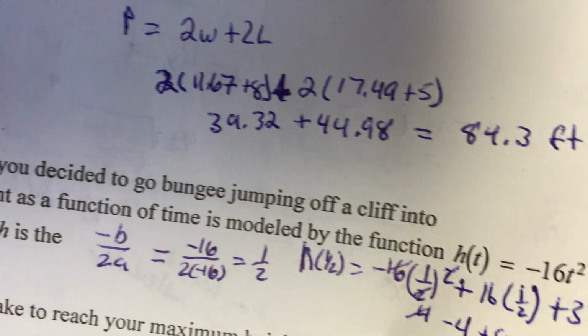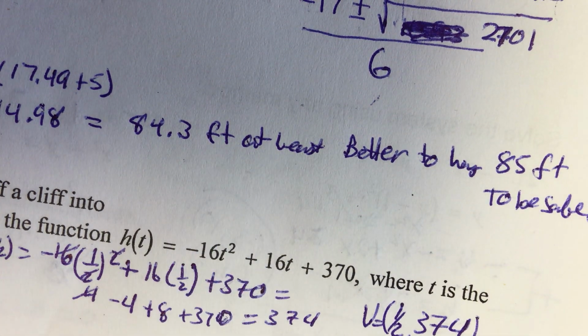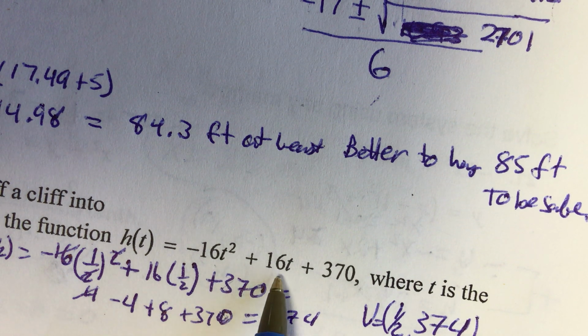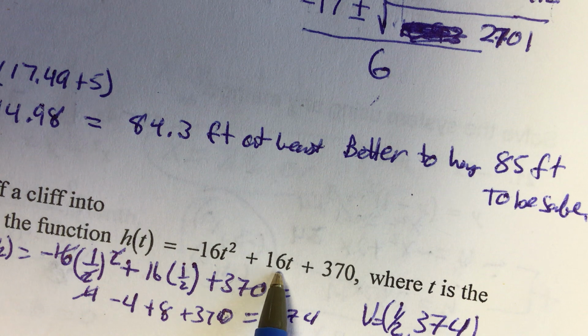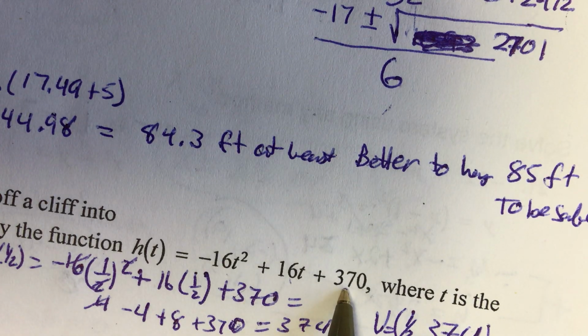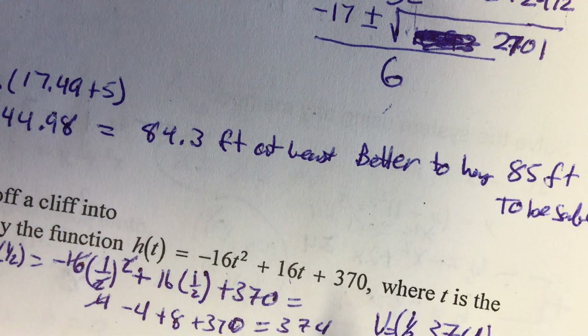Your height as a function of time is modeled by this function. Again, we talked about this a little bit. This negative 16 is the gravity of 16 feet per second pushing down on you. You're going to jump off the cliff upwards, as you jump up and away from the cliff at 16 feet per second, which is pretty dang good, actually. And then you're going to be 370 feet above the water to start with. So that's your initial height. Okay, so that's what's happening.